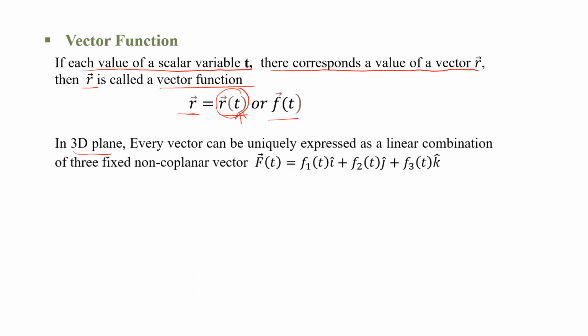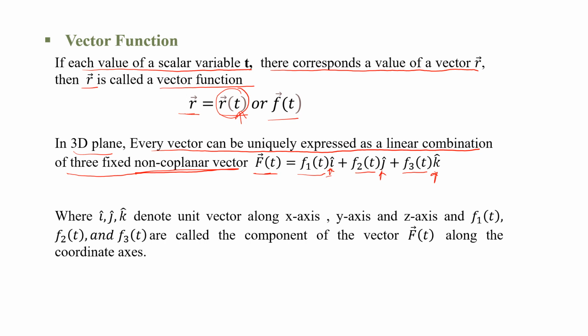So in 3D, or three-dimensional space, every vector can be uniquely expressed as a linear combination of three fixed non-coplanar vectors. So f of t we write as f1(t) i + f2(t) j + f3(t) k. Here i, j, k denote the unit vectors along the x-axis, y-axis and z-axis, and f1, f2, f3 are called the components of that vector f(t) along the coordinate axes.